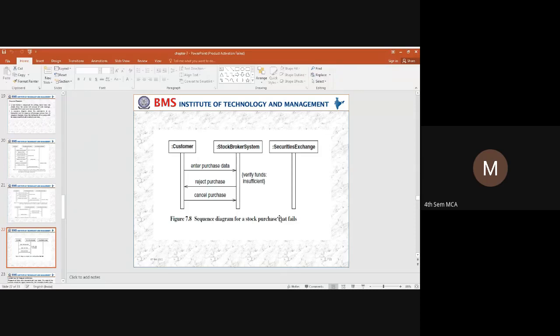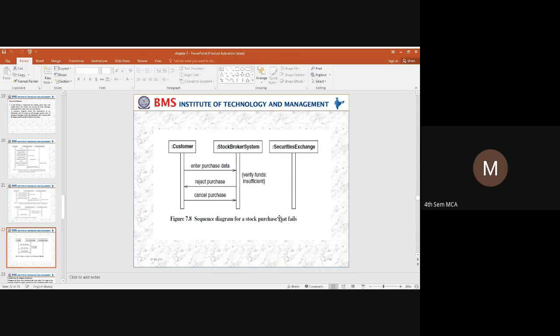Here we have a customer, and the customer will enter the purchase data, that is, how many stocks he wants to purchase. That will go to the stock brokerage system. Once it goes there, it will verify whether the customer has sufficient funds. Say for example, the customer wants to purchase 50 or 100 stocks, each costing 100 rupees. In that case it will be more than 10,000. So the customer should have a sufficient amount.